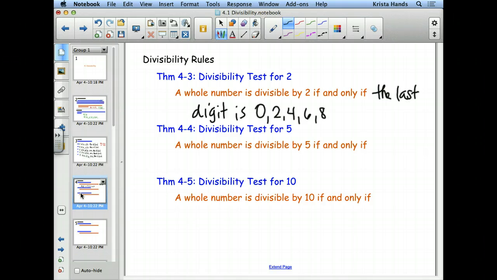How about divisible by 5? It ends in a 5 or 0. Again, it's the last digit issue. So, I'll write it over here, the last digit is 0 or 5. And then how do we decide if it's divisible by 10? The last digit is 0.